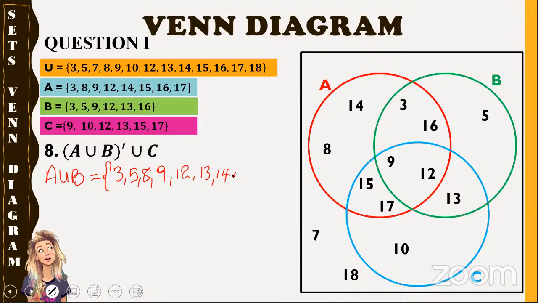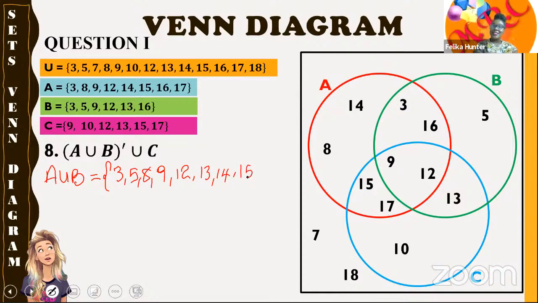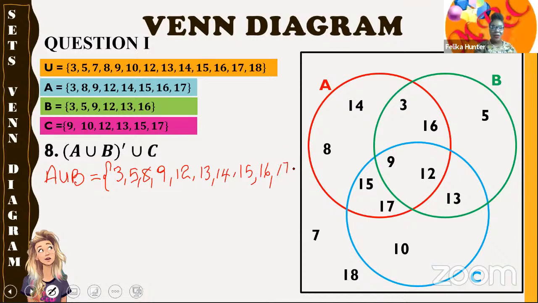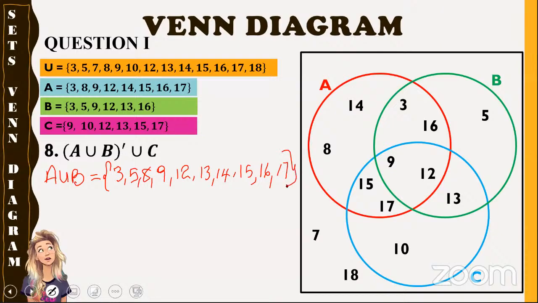Miss 15 can't work. Go again. 15. So remember, union is what is in both sets, everything that is in both sets. So 15, 16, and 17. Well done, my darling. So remember now, union is what is in both sets, everything that is in both sets.